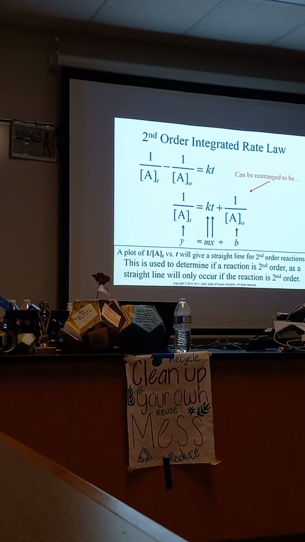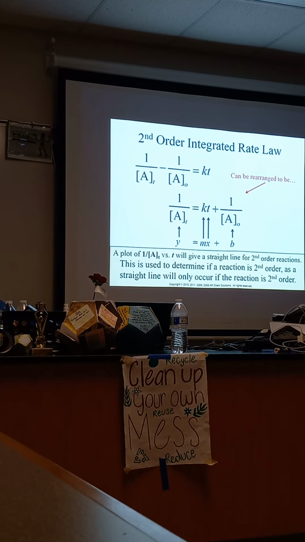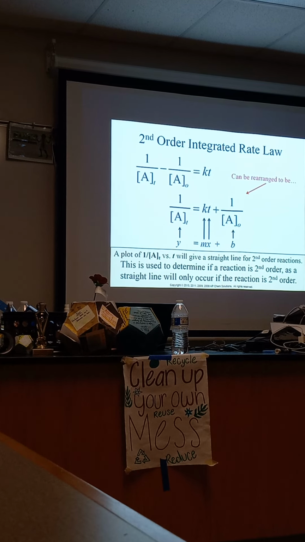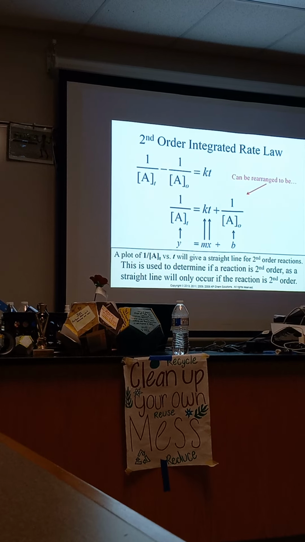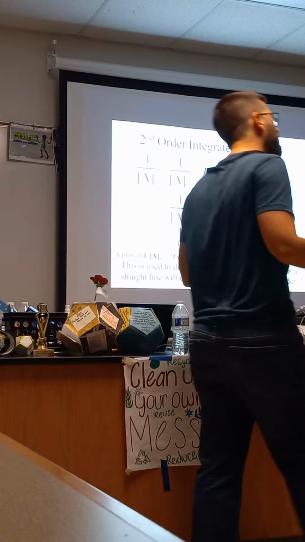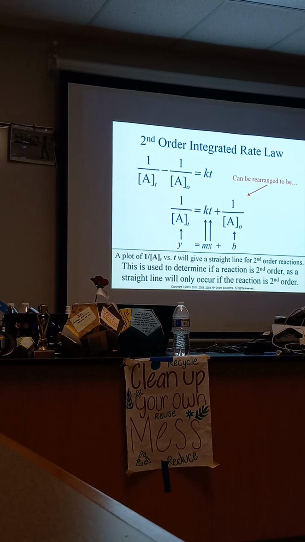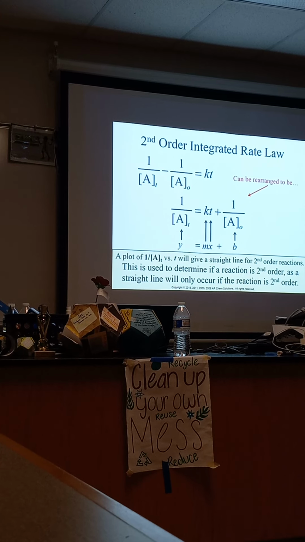So we can actually also rearrange this one. That totally looks like y equals mx plus b, right? So what's cool then is if you have a straight line and your y-axis is 1 over the concentration of A, then what order is it? Second order. If your graph has a straight line and it just has concentration on the y-axis, what order is it? Zero. If your graph has ln of concentration, what order is it?